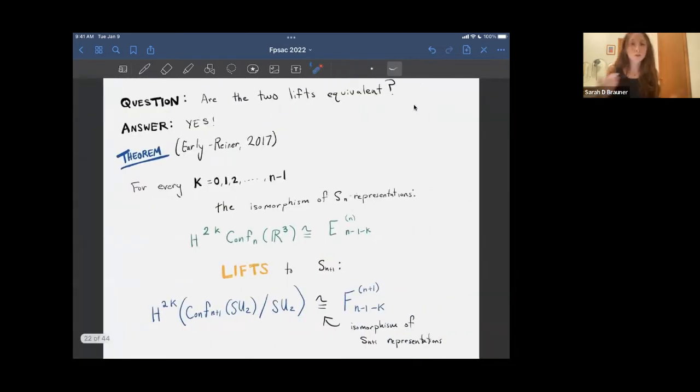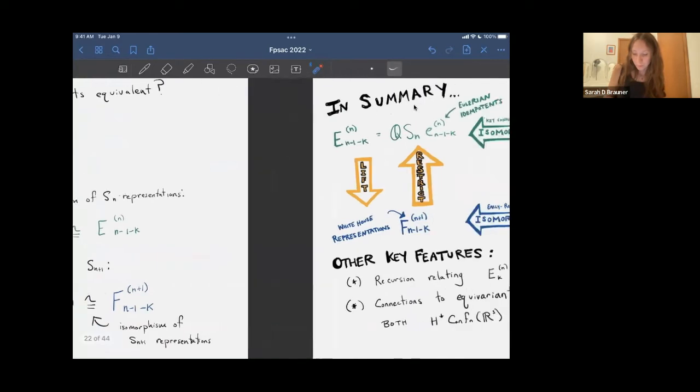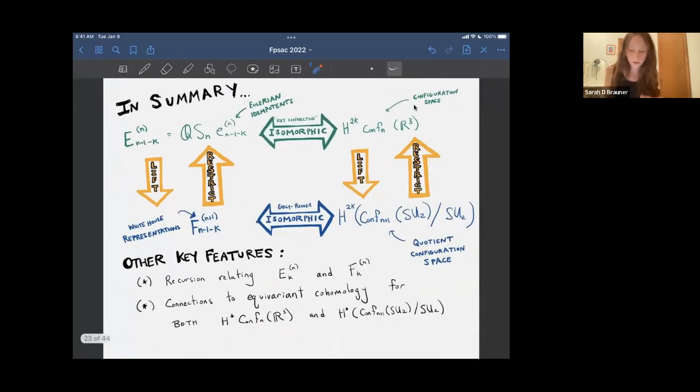Okay, so we now have two different lifts, and you could ask, are these lifts equivalent? And the answer is yes. So this is work of Eulerian and Brauner, who proved exactly what you hope would be true. In other words, that this isomorphism of S_n representations has a lift to S_{n+1} simultaneously. So these Whitehouse representations are exactly describing the graded pieces of this cohomology ring. Okay, so this now gives us our complete type A story.